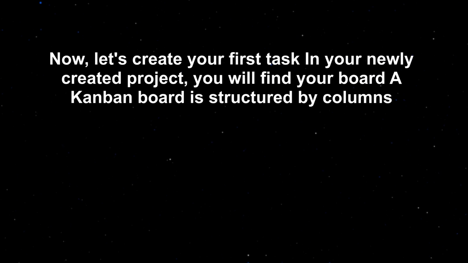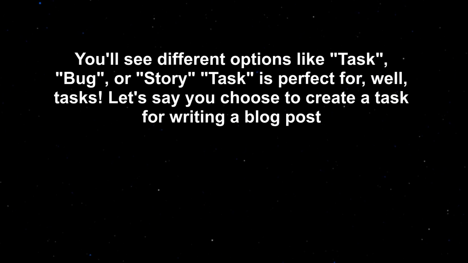Now, let's create your first task in your newly created project. You will find your board. A Kanban board is structured by columns. To add a task, click Create, and a window pops up where you will create the task type. You'll see different options like task, bug, or story. Task is perfect for, well, tasks. Let's say you choose to create a task for writing a blog post.